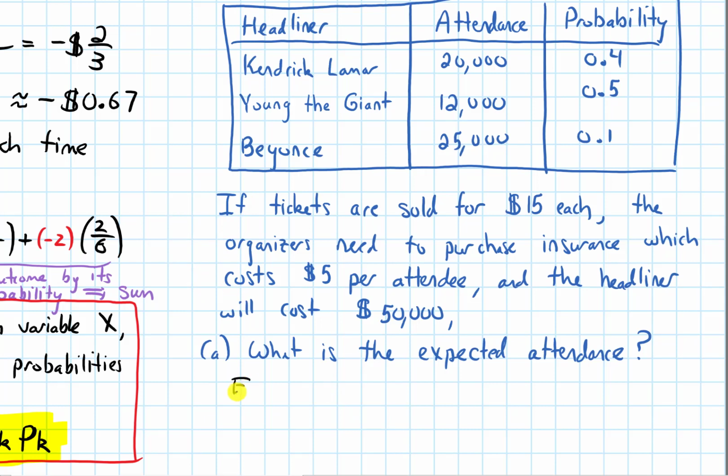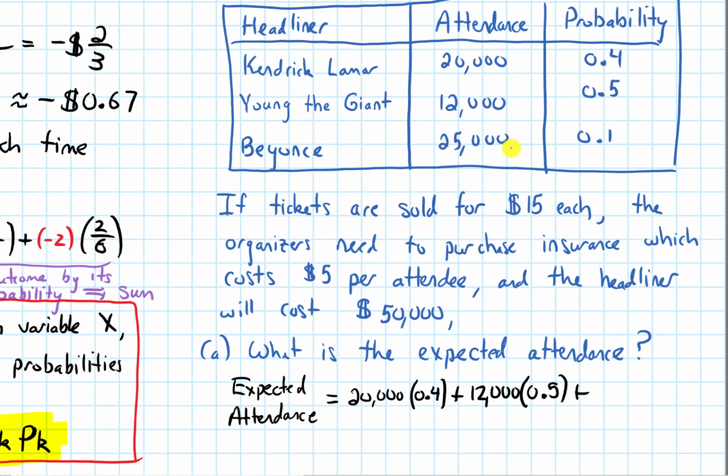So for expected attendance, we just got to take the different values that the attendance could be, and then multiply each of them by their probability, and then sum those up. So the attendance could be 20,000 with a probability of 0.4, so I multiply. And then add that to the next value for attendance, which is 12,000. Multiply that by its probability, 0.5, plus the next value for attendance, which is 25,000. Multiply that by its probability, which is 0.1.